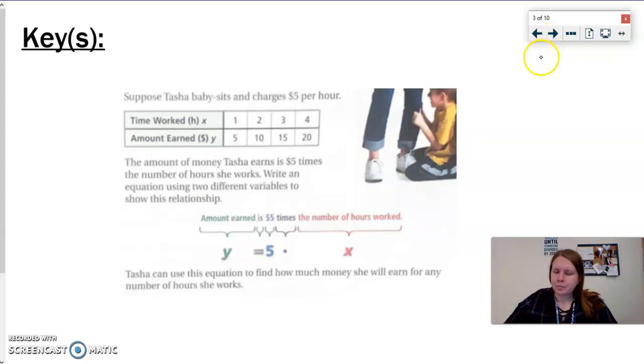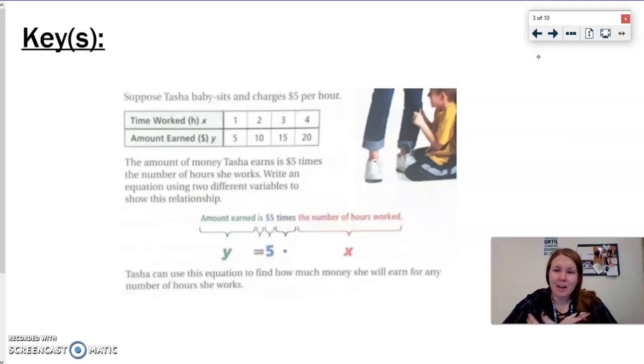So this first part is a key idea to get our brain thinking about this first example. It says, suppose Tasha babysits and charges $5 per hour. This seems very low compared to the rates now. I think it's just because the textbook's a little old. So they show a table of how much you'd get for each hour. It says the amount of money Tasha earns is 5 times the number of hours she works.